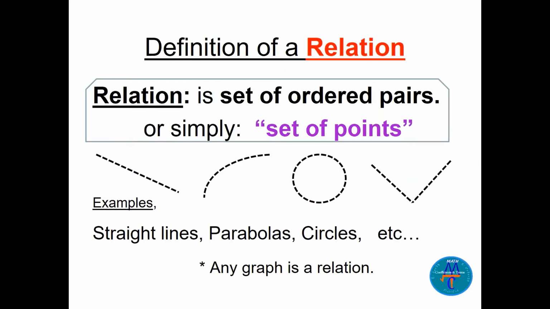Just before we define a function, we need to define a relation in mathematics. A relation is simply a set of ordered pairs, or simply a set of points. So you have a point, point, point, point. If you join them, you can get a straight line, or a parabola, or a circle, or a V. So any graph in general is a relation. There are no conditions, just points. Join them, you get a relation.